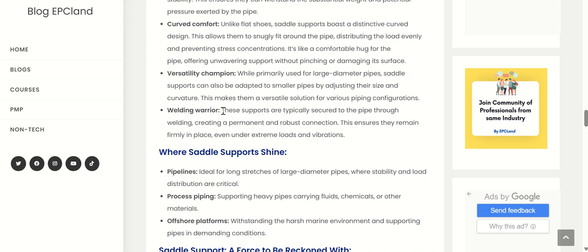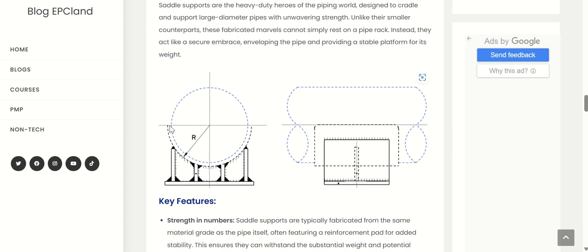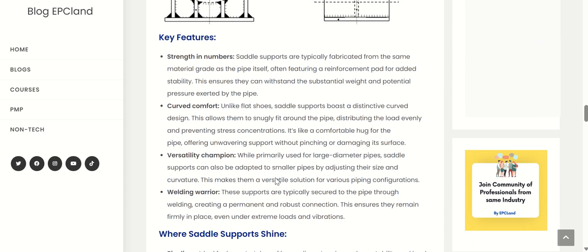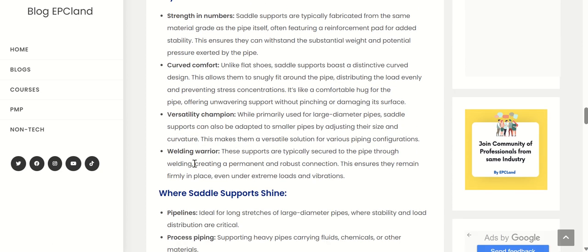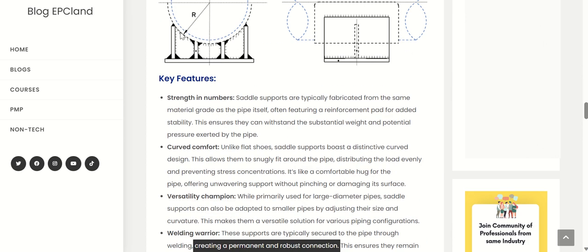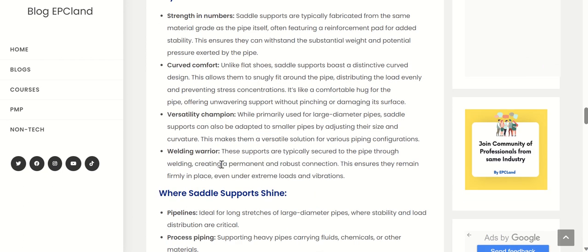Welding warriors. These supports are typically secured to the pipe through welding. We can see this is welded with the pipe and it will be attached. It will be kind of part of this pipe itself once it is welded. That means it is creating a permanent and robust connection. This curvature, once it is welded, maybe directly or with the pad, in most cases you will find this pad, but this can be without pad. Once it is connected, this will provide a very permanent and robust connection.